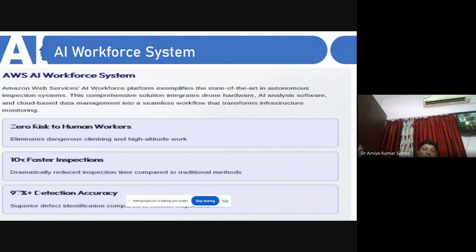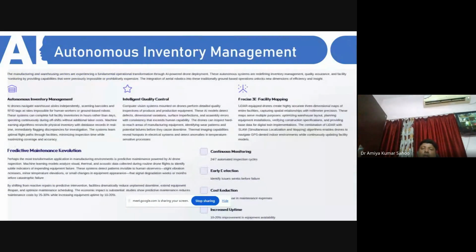The detection accuracy is near about... faster, with dramatically reduced inspection time compared to the traditional methods. In the case study, the detection accuracy is near about 97%. It is not touching 100%, it is touching 97%. Autonomous inventory management is very, very important.